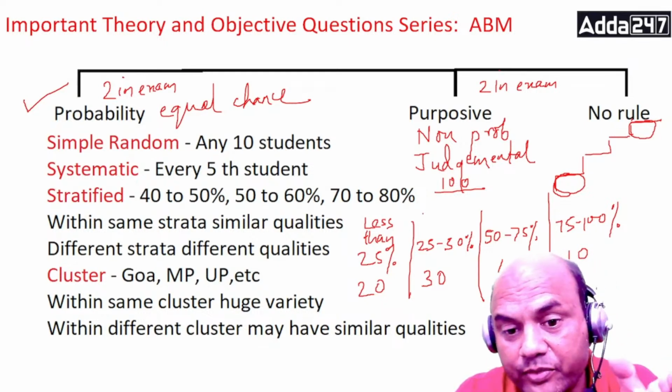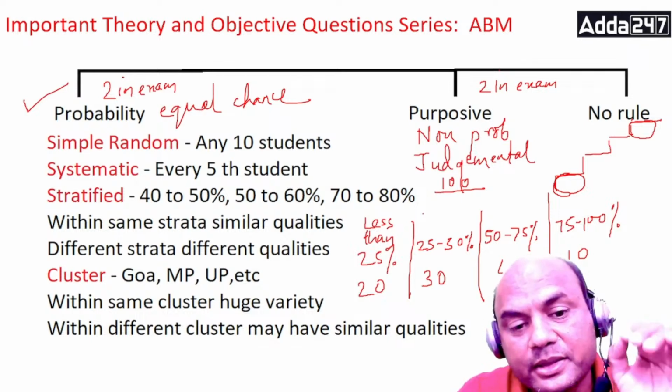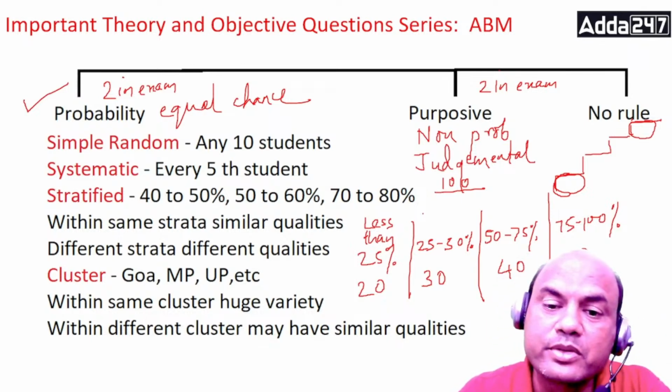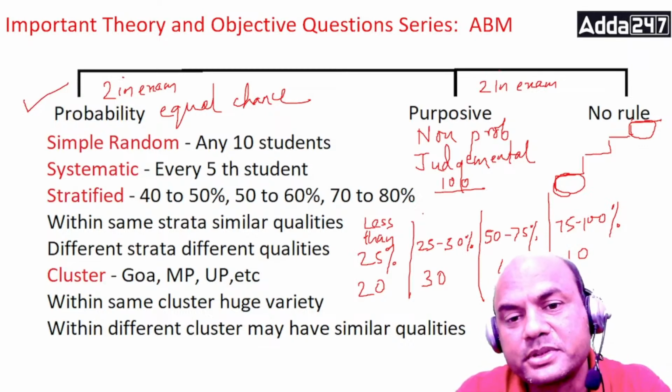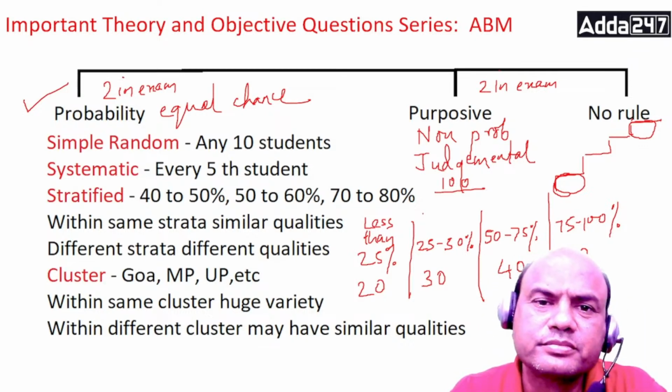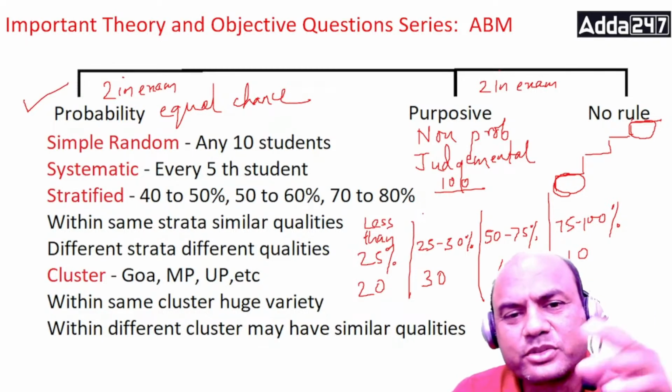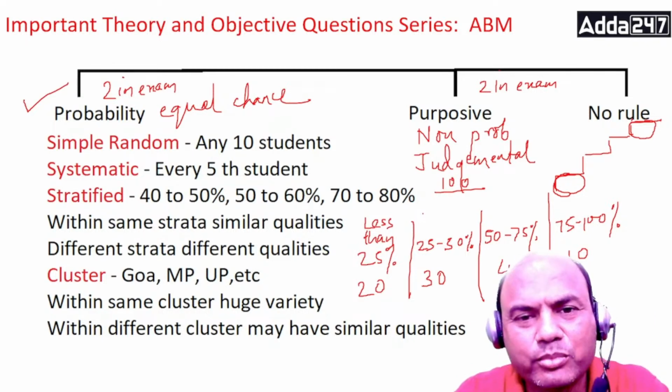Now look at this stratified also. In stratified, within the same strata, you have similar qualities. Means those students who are having attendance less than 25% will always think alike. "Chal aaj jayenge, let's go to movie today." "Chhod de, bore teacher hai."